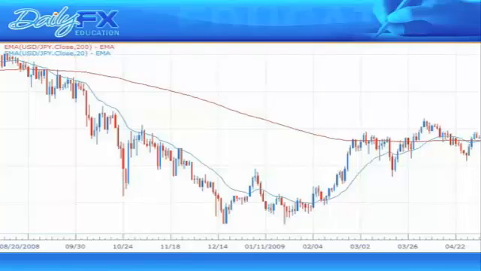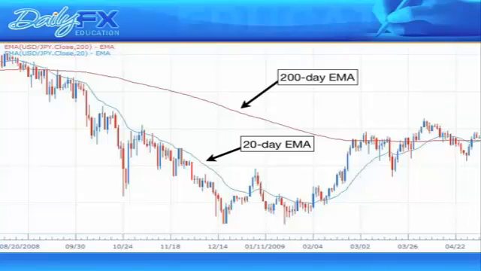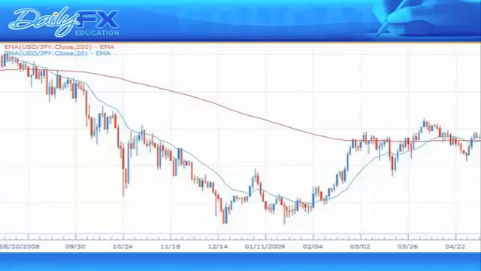We're currently looking at a daily chart of the dollar-yen. You can see that there are two exponential moving averages plotted on it. The blue line is a 20-day exponential moving average, and the red line is a 200-day exponential moving average. Traders who use moving average crossovers would most likely sell at the crossover represented by point A, and close their trade at the crossover represented by point C. The entries and exits are easy to recognize, which is one of the reasons for using this approach.